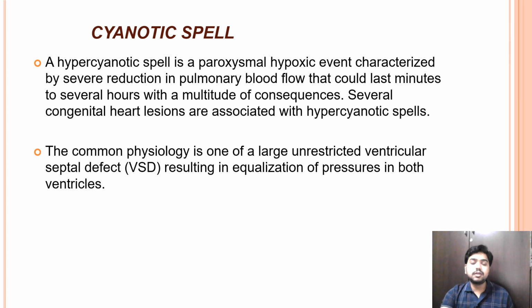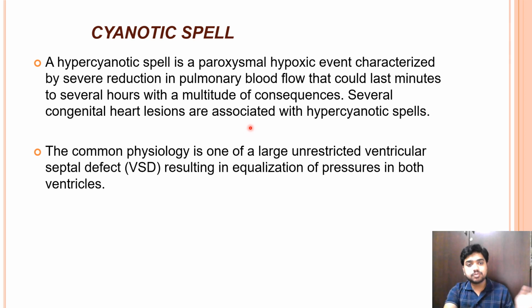So initially we come to cyanotic spell. A hypercyanotic spell is where the child turns completely bluish in color and becomes desaturated. The main pathophysiology is a complete shutdown of pulmonary blood flow, a severe reduction that can last from several minutes to hours with a multitude of consequences. Even death can happen if the spell doesn't revert and there is complete obstruction of pulmonary blood flow, leading to hypoxia and severe metabolic acidosis, with pH less than 6.1, and eventually death may ensue.